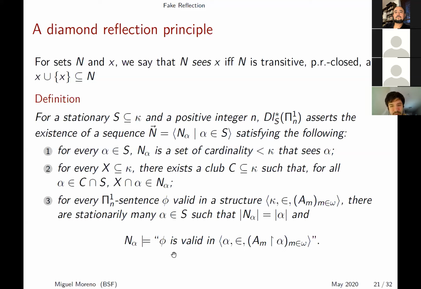So, okay, please, go ahead. Yeah, that's basically the point, because the N alphas cannot be models of ZFC, because then you would have precisely large cardinals. If N alpha is V alpha, then basically you have large cardinals. Sorry, is N alpha a subset of kappa? Yeah. Okay.